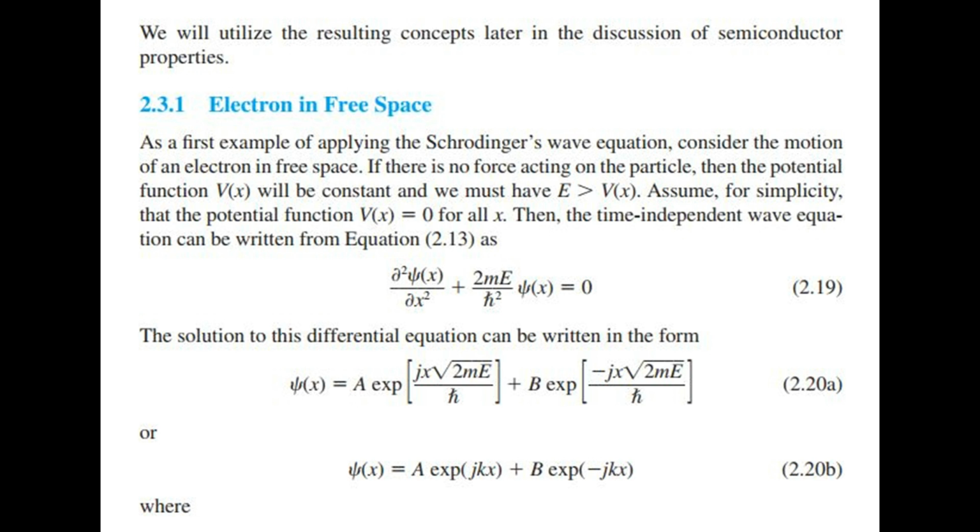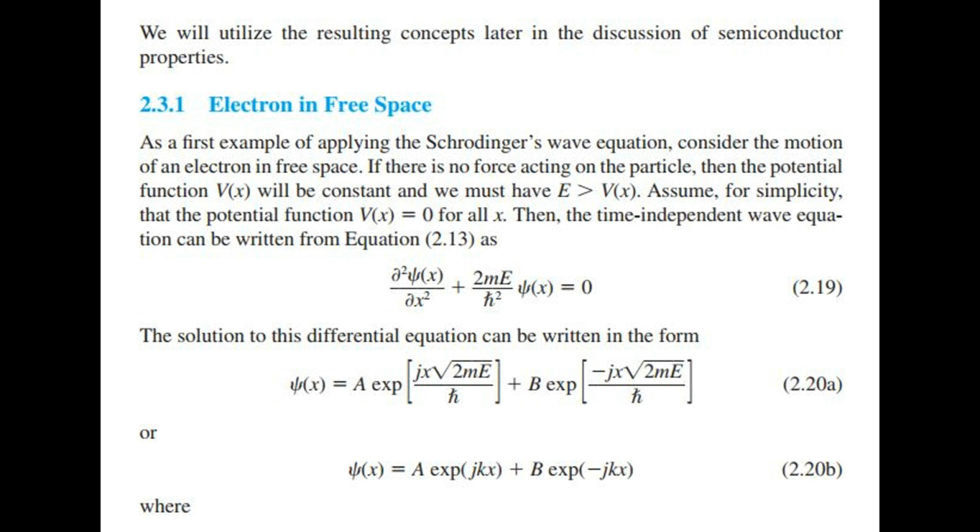Electron in free space. As a first example of applying the Schrödinger's wave equation, consider the motion of an electron in free space. If there is no force acting on the particle, then the potential function V(x) will be constant, and we must have E > V(x). Assume, for simplicity, that the potential function V(x) = 0 for all x. Then, the time-independent wave equation can be written from equation 2.13 as shown. The solution to this differential equation can be written in the form shown, where k is called a wave number.